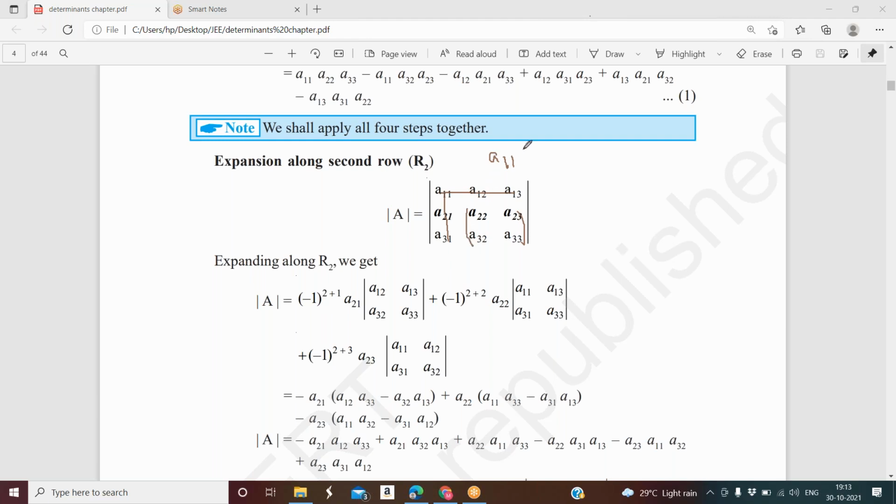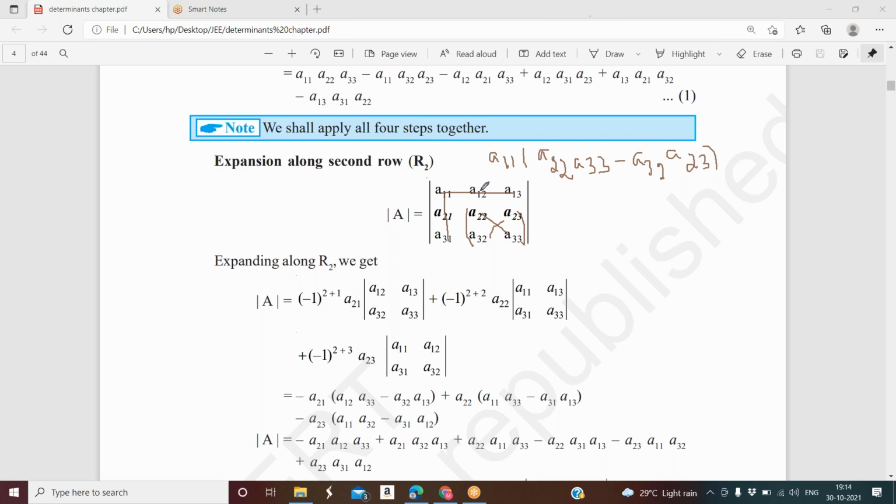So A11 times the determinant of this 2 by 2 matrix. Multiply A22 into A33. So I will get, open the bracket, A22 into A33. I will multiply these two elements, then I will add minus. Next, you multiply these two, A32 into A23. Is that clear? A32 into A23. So this is over.